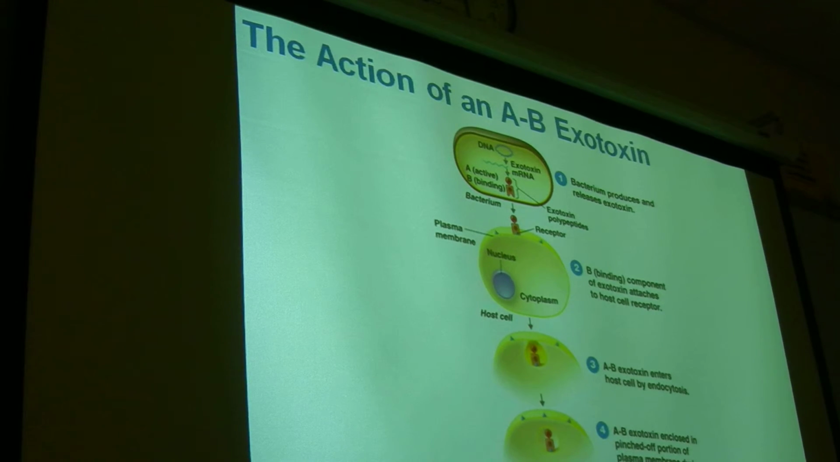Okay, so it's a little bit like a Trojan horse. The cell thinks it's a beneficial substance that it's taking in. Once it's in, it splits up. The A and B split up. B goes on its way, and A causes the cell to die by preventing protein synthesis. Again, this is the major family of exotoxins, the AB exotoxins.